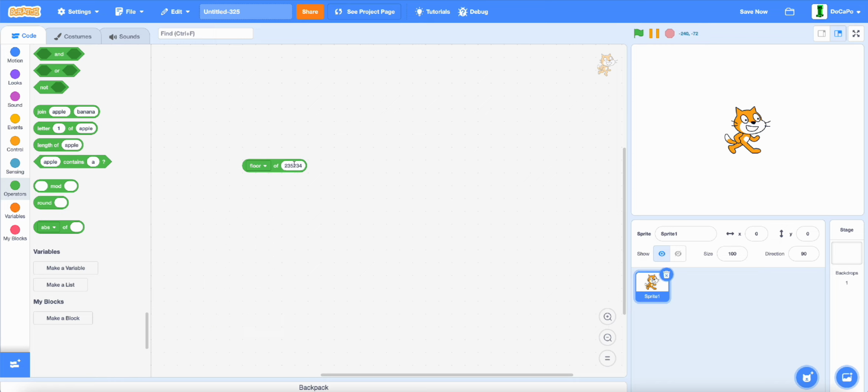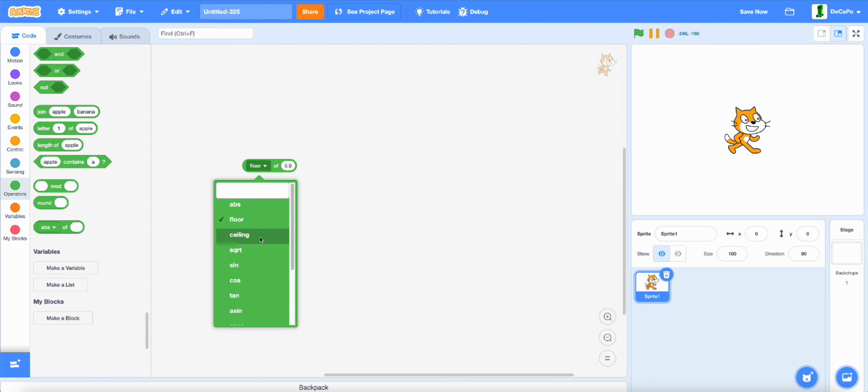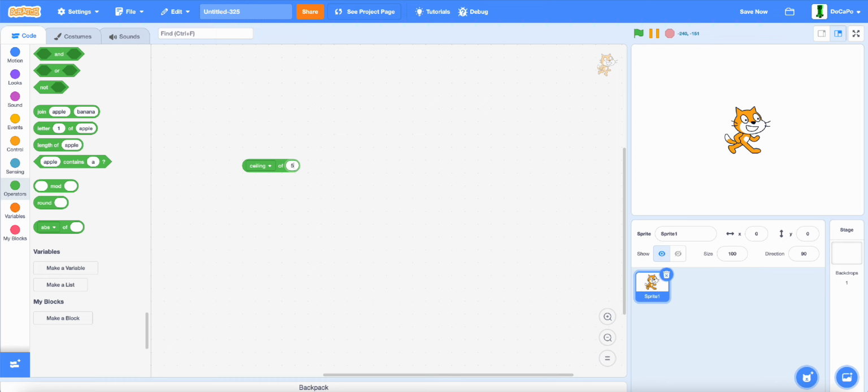Then floor, which is basically 5.9, almost 6, but it will still become 5 with the floor. Ceiling is basically the complete opposite, 5.1, really close to 5, but as long as there's a decimal, it will become the next whole number, which would be 6.